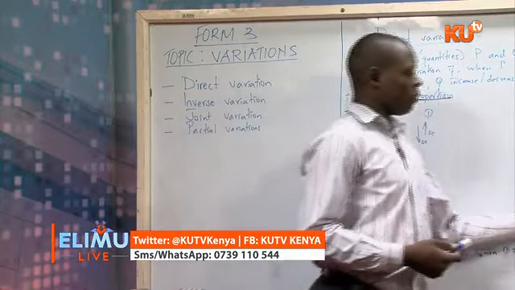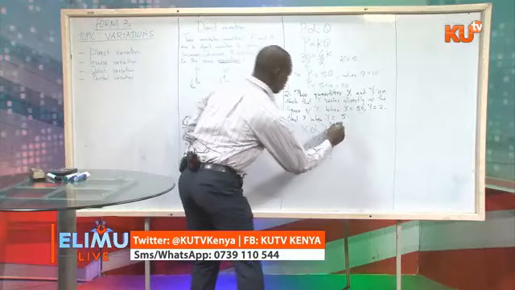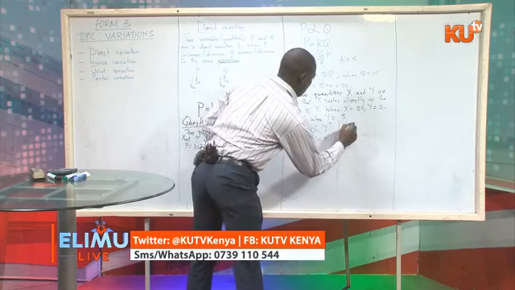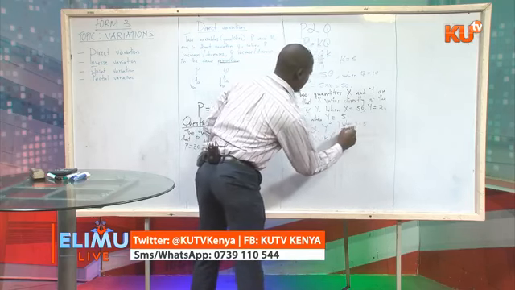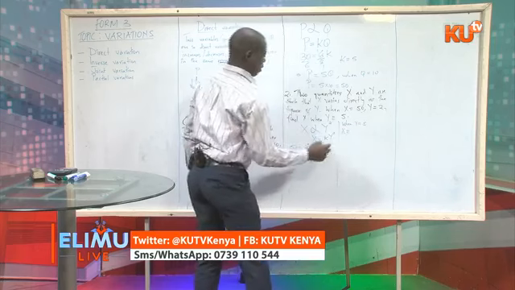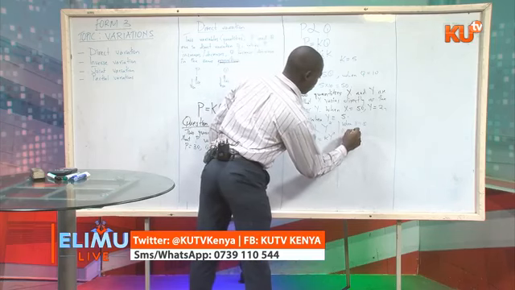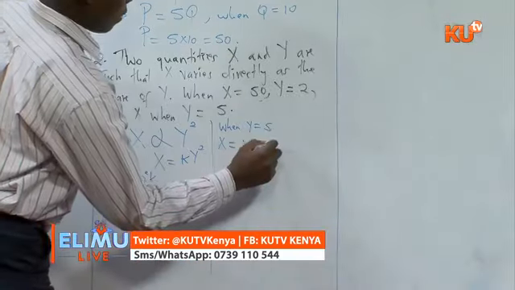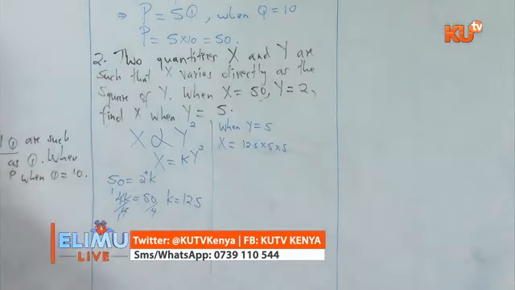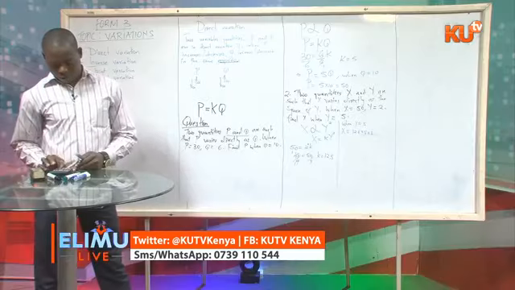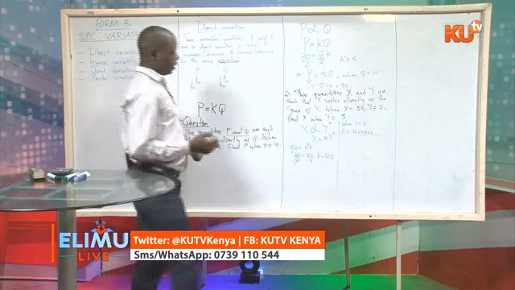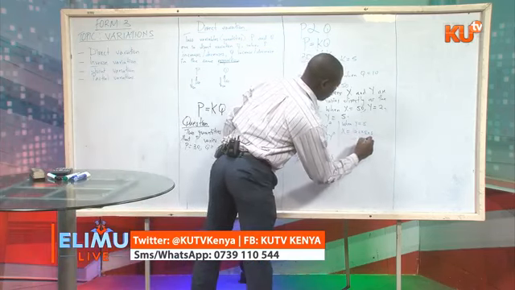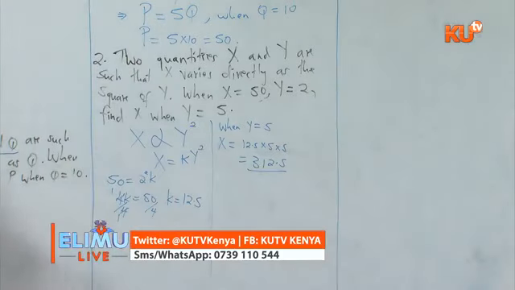And so to get the value of X when Y is 5 again, what we do is we'll say when Y is 5, then X will be, we take K, which is 12.5, we multiply by 5 squared. That is 5 times 5. So that is 12.5 times 25. That is 312.5. That becomes the value of X.